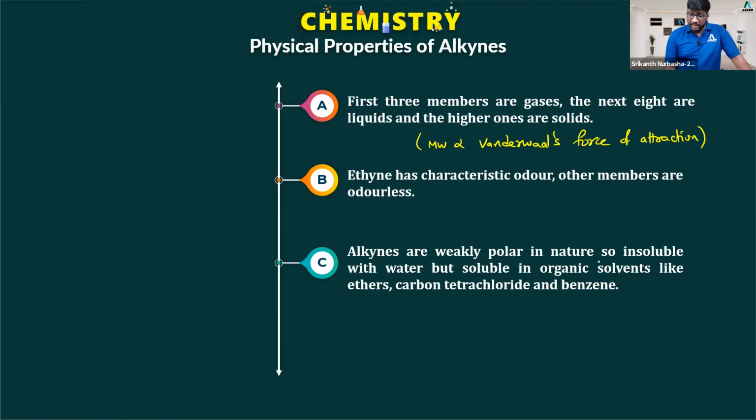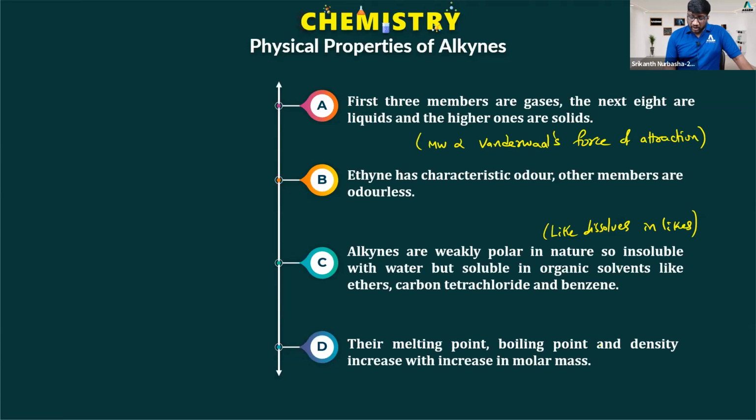Alkynes are weakly polar in nature, not greatly polar, so they are less soluble or insoluble in water. Water is polar, and we all know like dissolves like. They are soluble in non-polar solvents like carbon tetrachloride, CCl4, benzene, and ether.